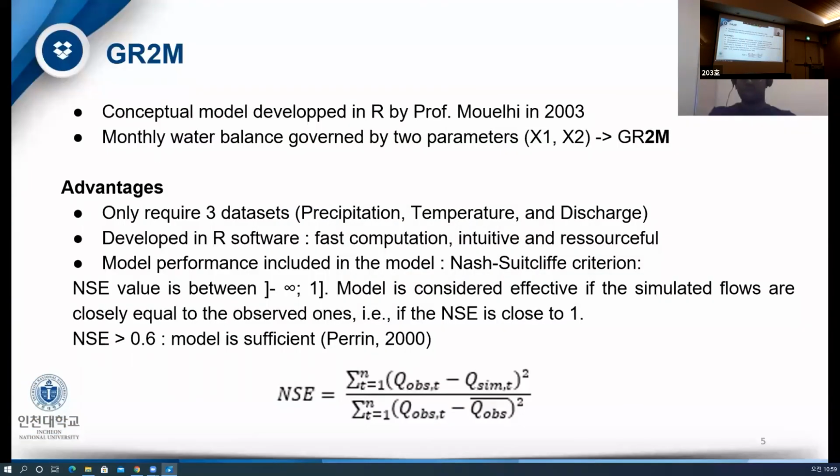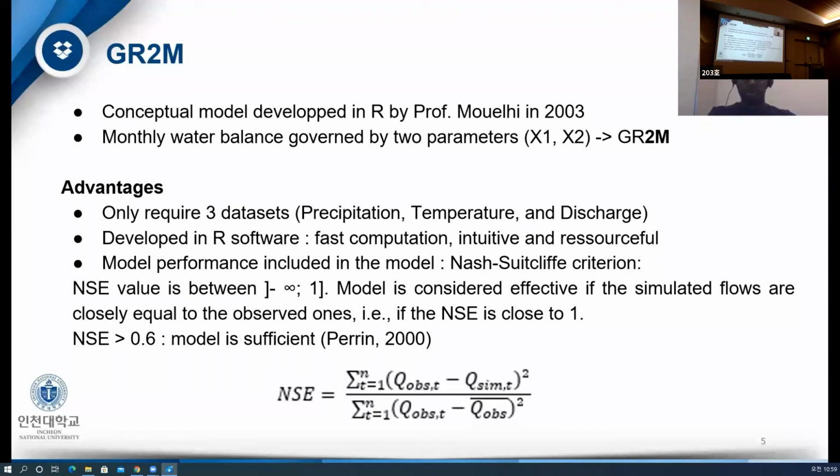GR2M is a conceptual model developed in R by Professor Mouelhi in 2003. It's a monthly water balance governed by two parameters, which is why we call it GR2M. It presents a lot of advantages. It only requires three data sets: precipitation, temperature, and discharge, in order to perform relevant hydrological simulation and processes. It was developed in R software, so it's a fast computation and intuitive and resourceful.